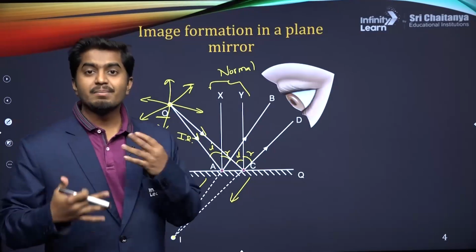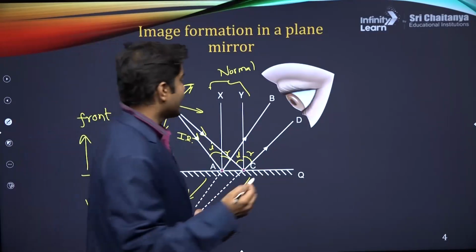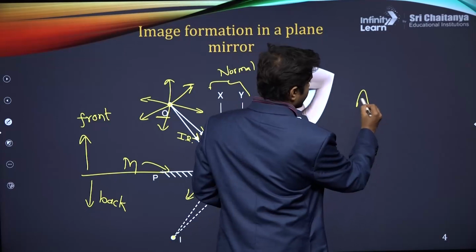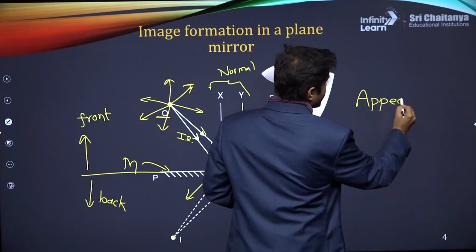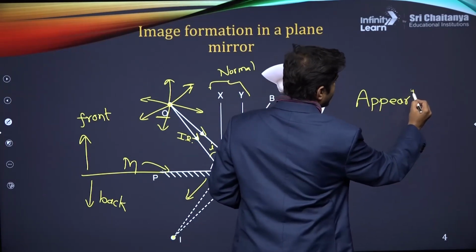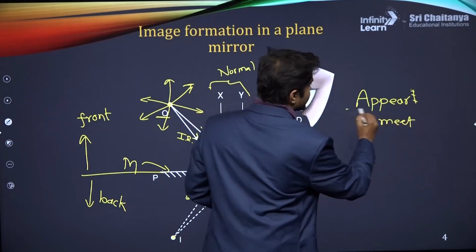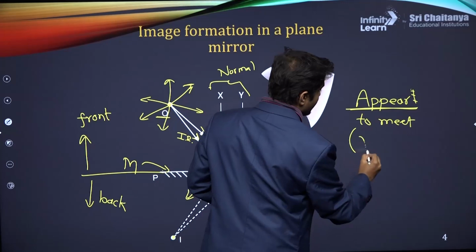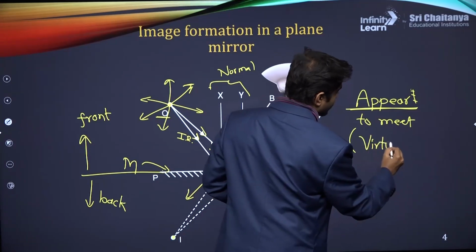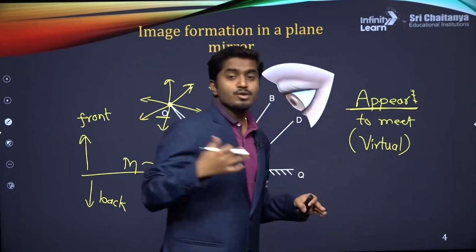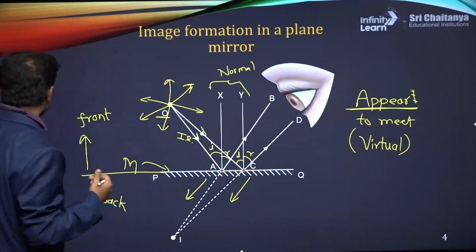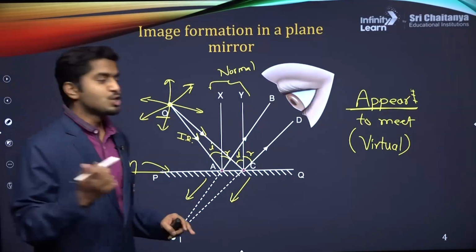Again, understand my words clearly. They appear to meet. So whenever you see this word appear, that means it is a virtual image.